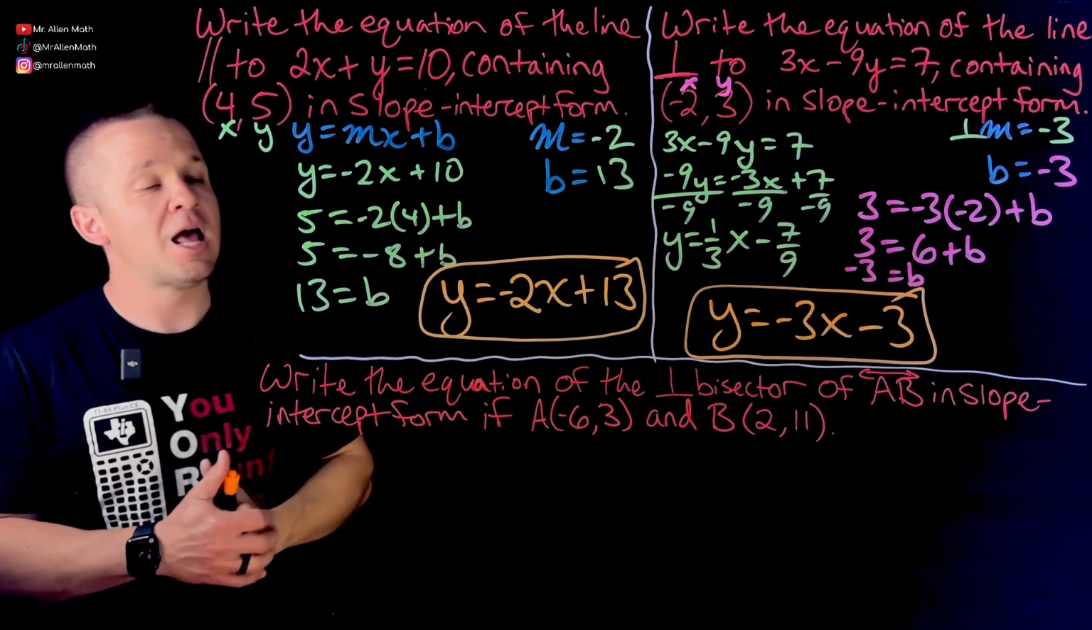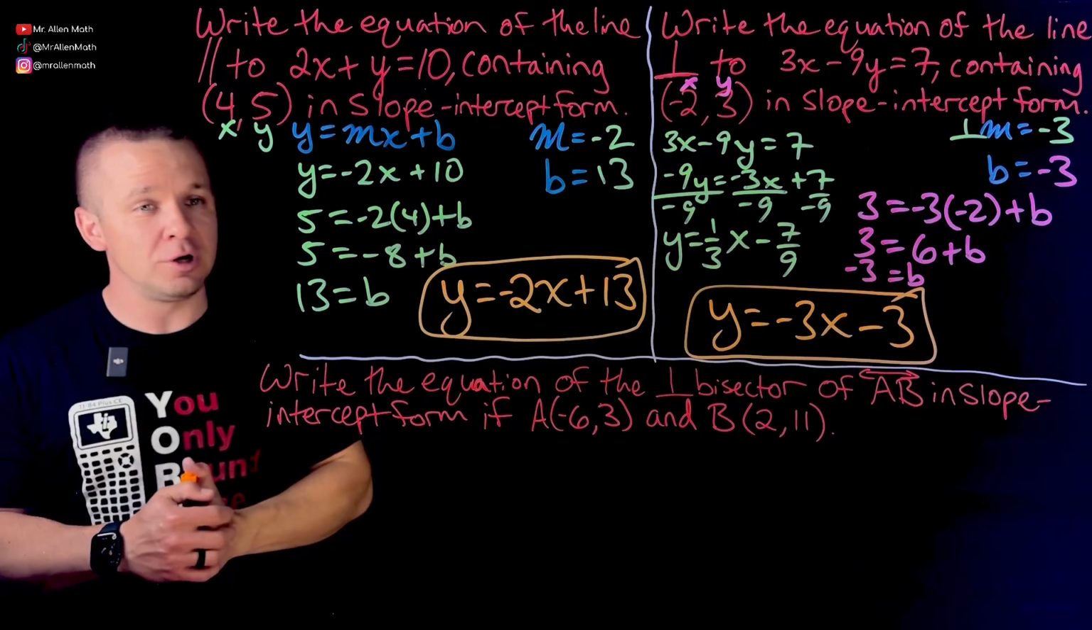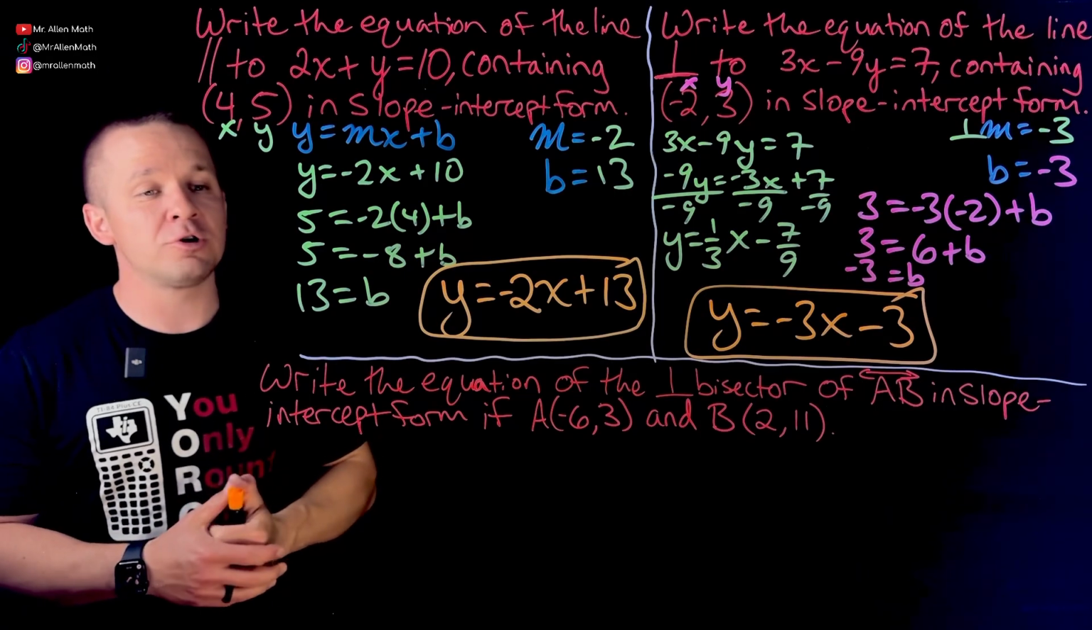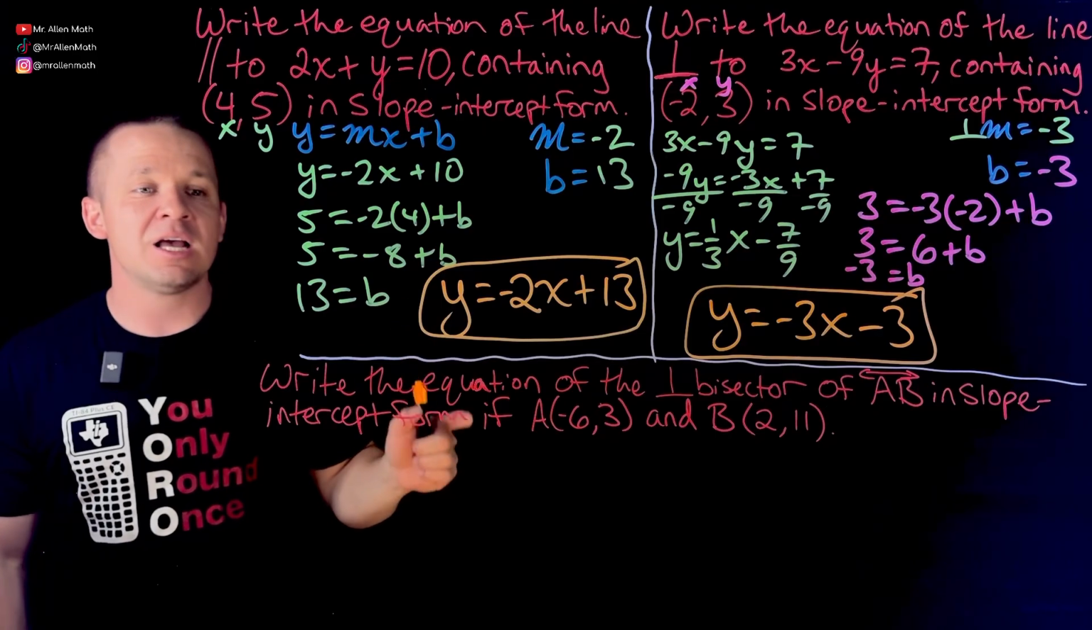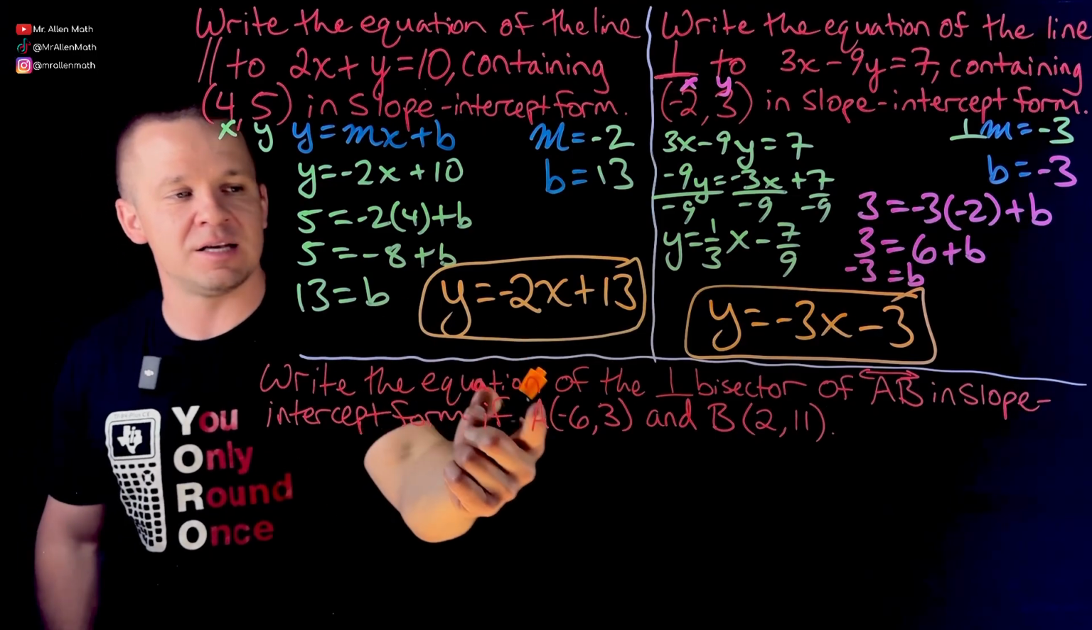Bingo, bango. All right. Last one, and I did say this one could get a bit messy, because we were trying to write the equation of the perpendicular bisector of AB in slope-intercept form if A is this and B is that.